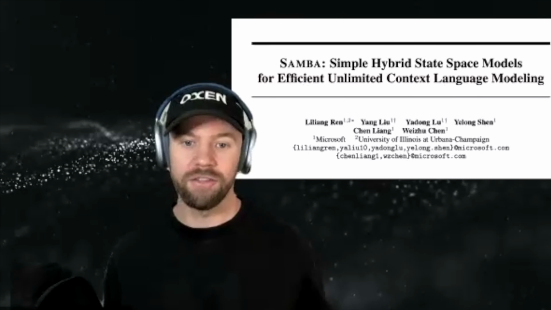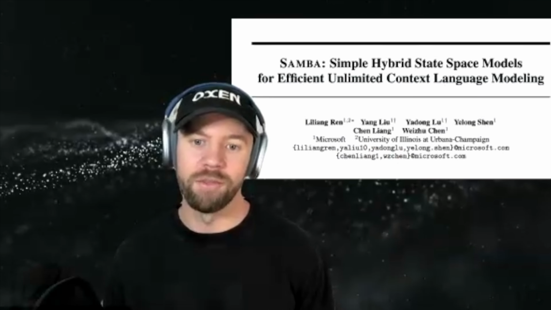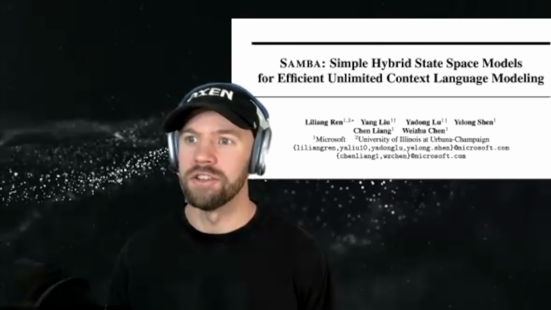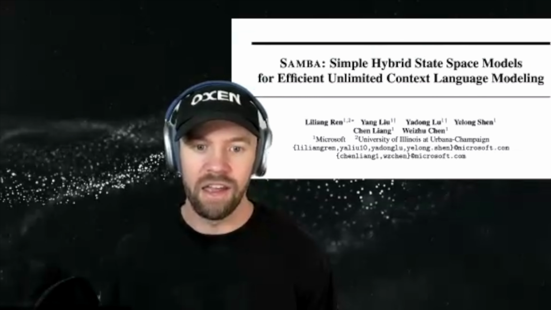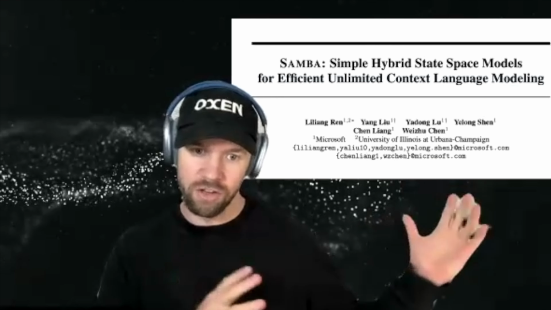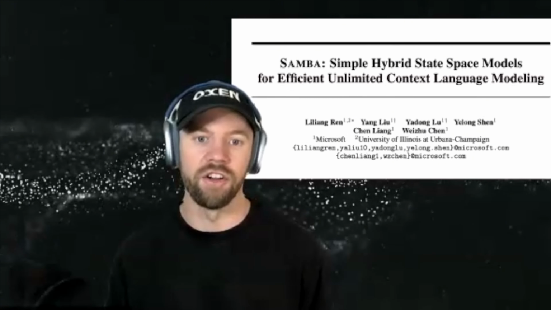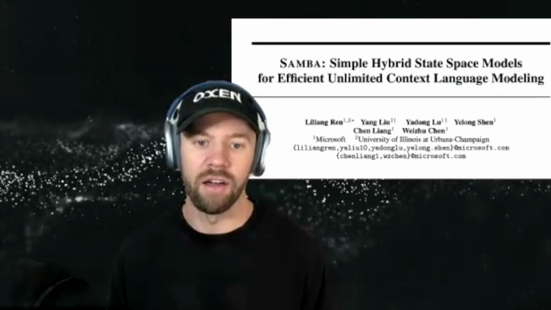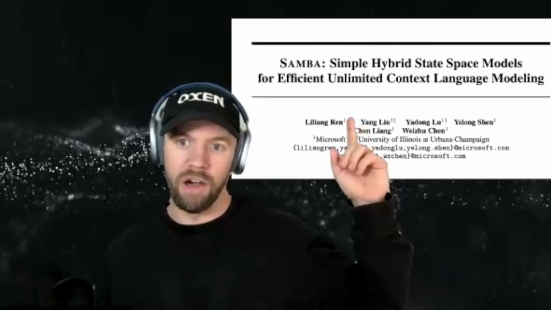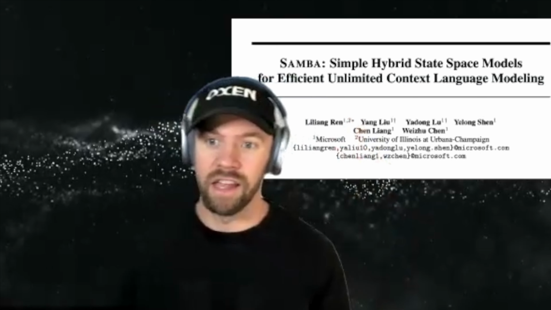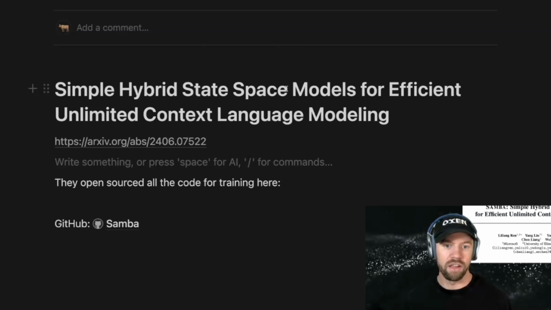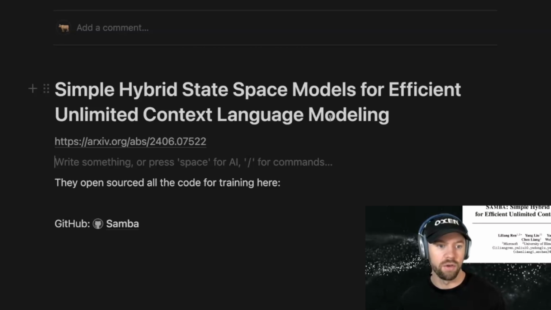Today's paper is hot off the presses, and it's called Samba from the team at Microsoft Research. It was released 10 days ago, so June 11th, 2024. And it is a great combination of transformers plus these linear recurrent models like Mamba, putting all these building blocks together in order to efficiently model unlimited context length, is their claim. This paper is called Simple Hybrid State Space Models for Efficient Unlimited Context Language Modeling.